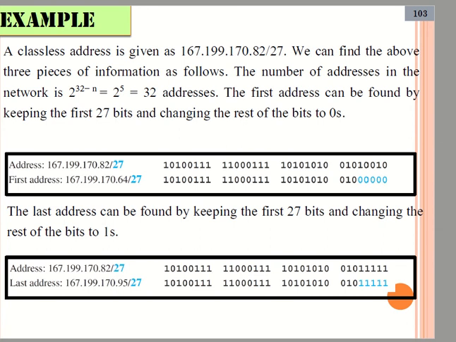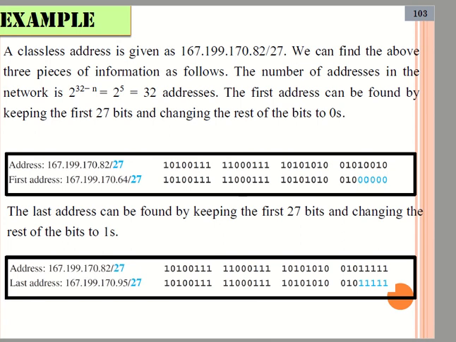To calculate the first address, as I said, we have to make the last 5 bits equal to 0. The address given is 167.199.170.82/27. When I represent that in binary notation, 167 is 10100111, 199 is 11000111, 170 is 10101010, and 82 is 01010010.